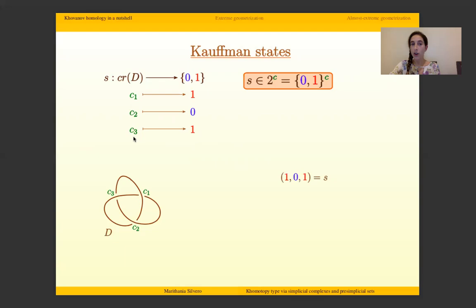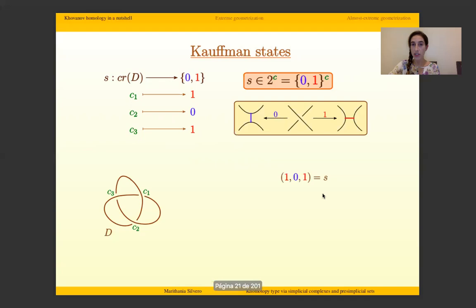We can encode them as, well, states can be seen as elements in this cube, okay? And if we have an order on the crossings, we can encode them as a vector of, since we have three crossings, three coordinates. So this will be the state (1,0,1), and I write it that way, okay?